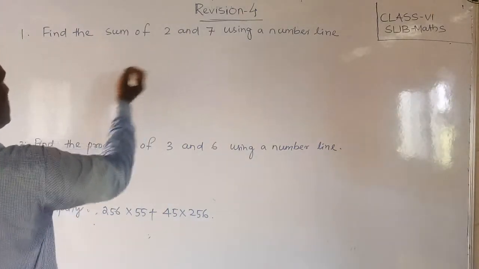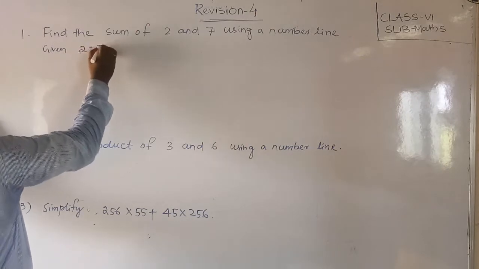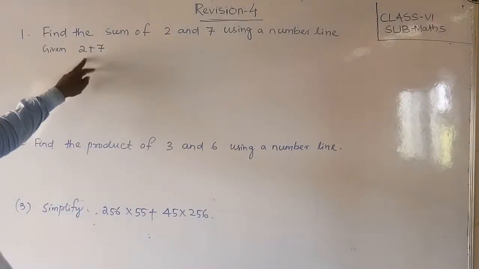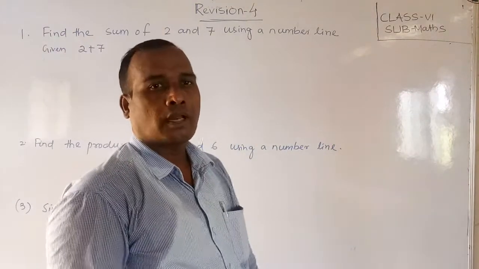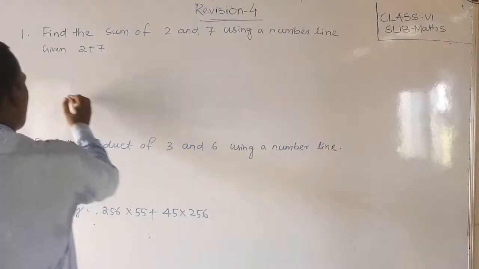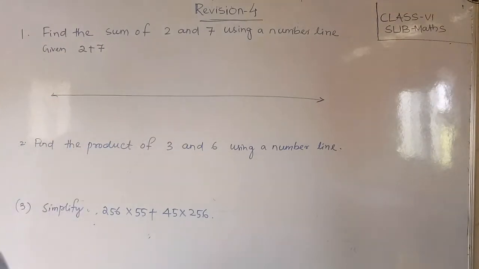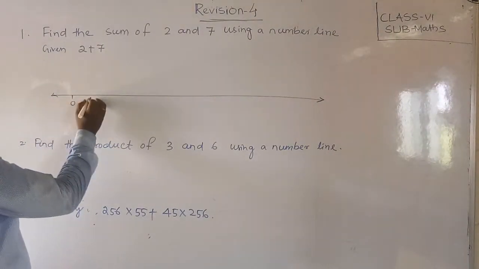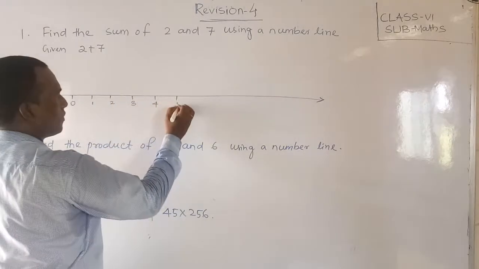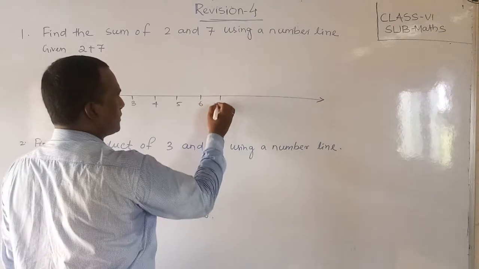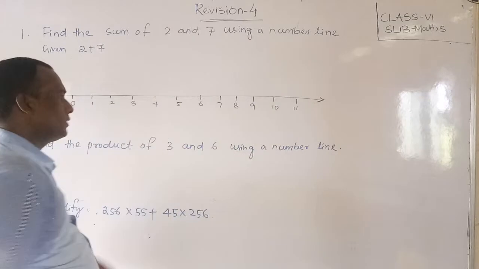So students, the question given is 2 plus 7 on the number line. Given 2 plus 7, this we have to show on the number line. So draw the line first, friends, and write down here first 0, 1, 2, 3, 4, 5, 6, 7, 8, 9, 10, and so on, like that.